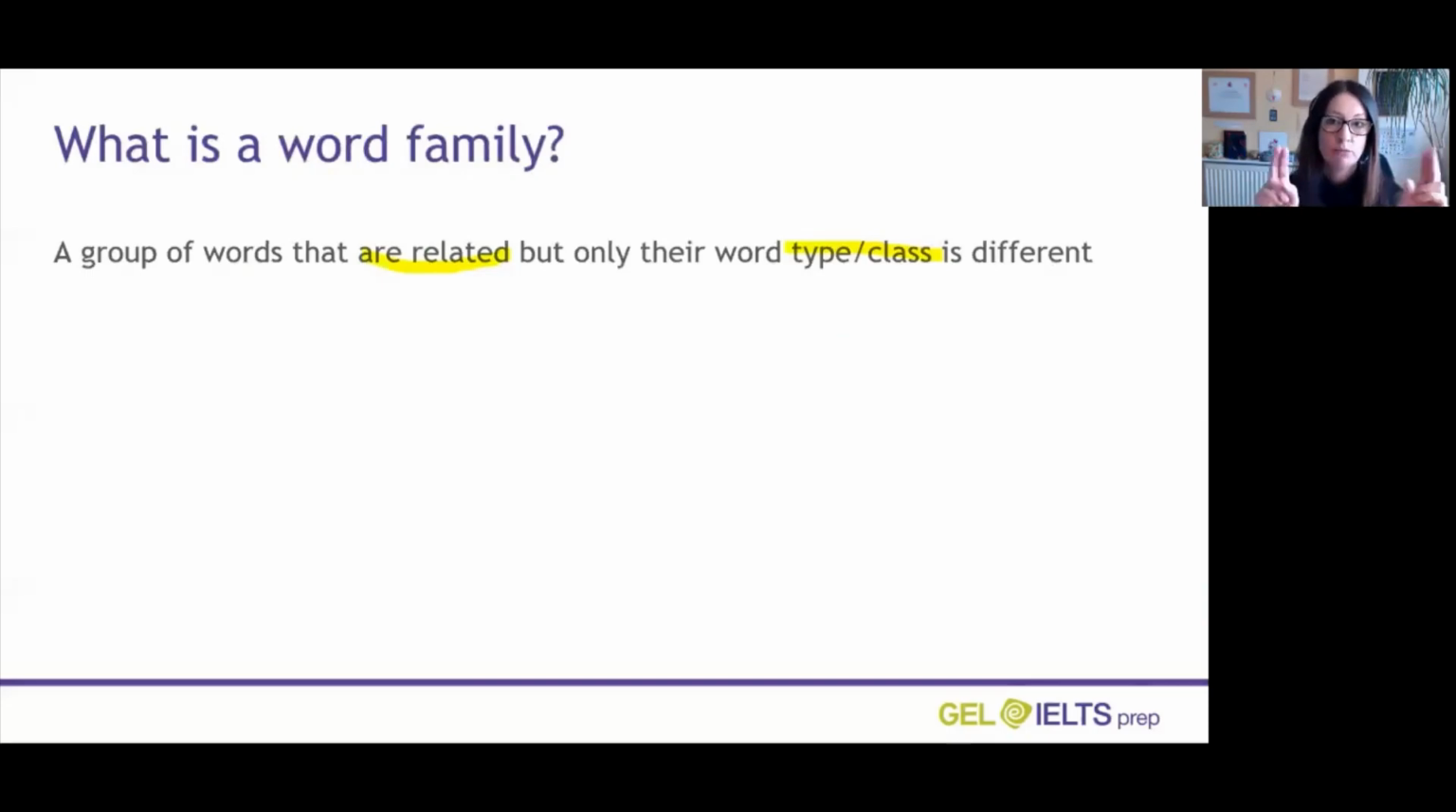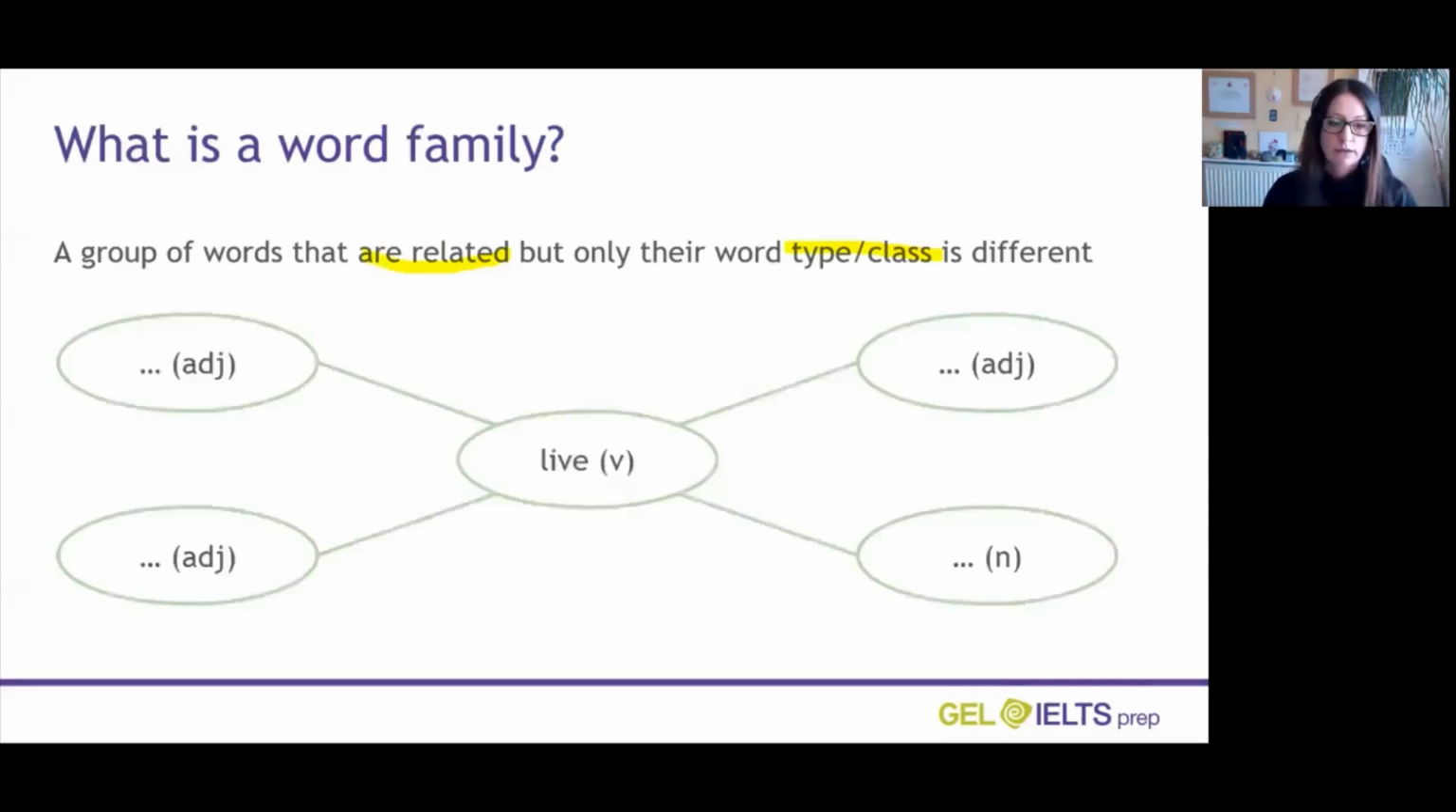They come from the same root or the same stem, but we usually change the endings or the suffix of the word, sometimes the prefix at the beginning of the word, to change the word class. We're going to look at some examples. So on screen, we can see in the center the verb live. Now the verb live has many members in its family, many words that are similar to it, but they have a different word type or a different word class.